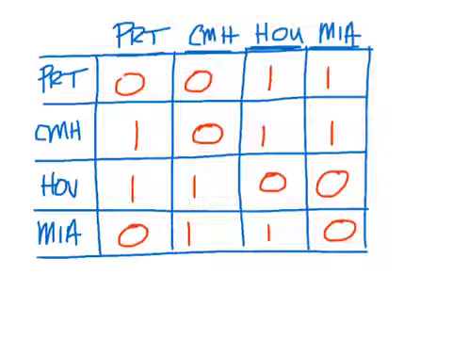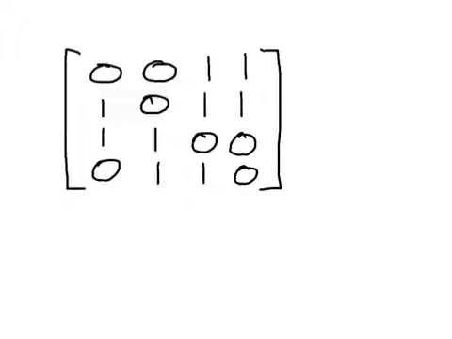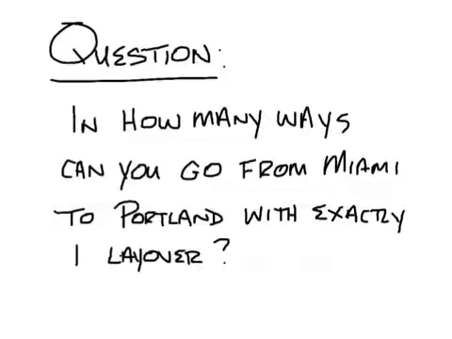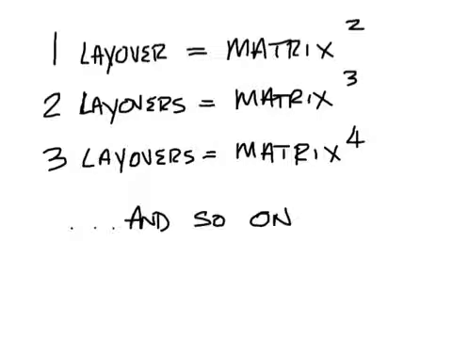Alright. So now, once you have this matrix, you can't use it until you have a question. So this is what it looks like in just the matrix form that you're going to put in your calculator. And the question is, how many ways can you go from Miami to Portland with exactly one layover?